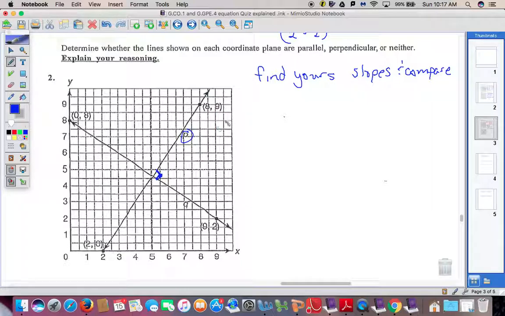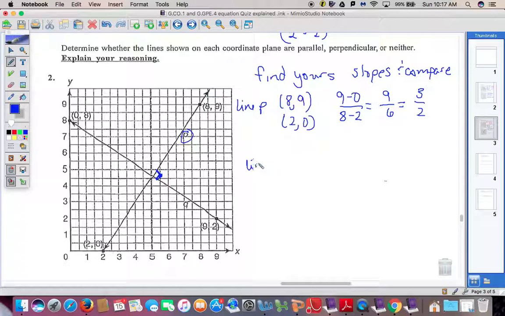Let's find the slope of line P. So line P has the two ordered pairs of 8, 9 and 2, 0. If I subtract my y values, I have 9 minus 0 divided by 8 minus 2. So this is going to be 9 over 6. And if I reduce this, I get 3 halves.